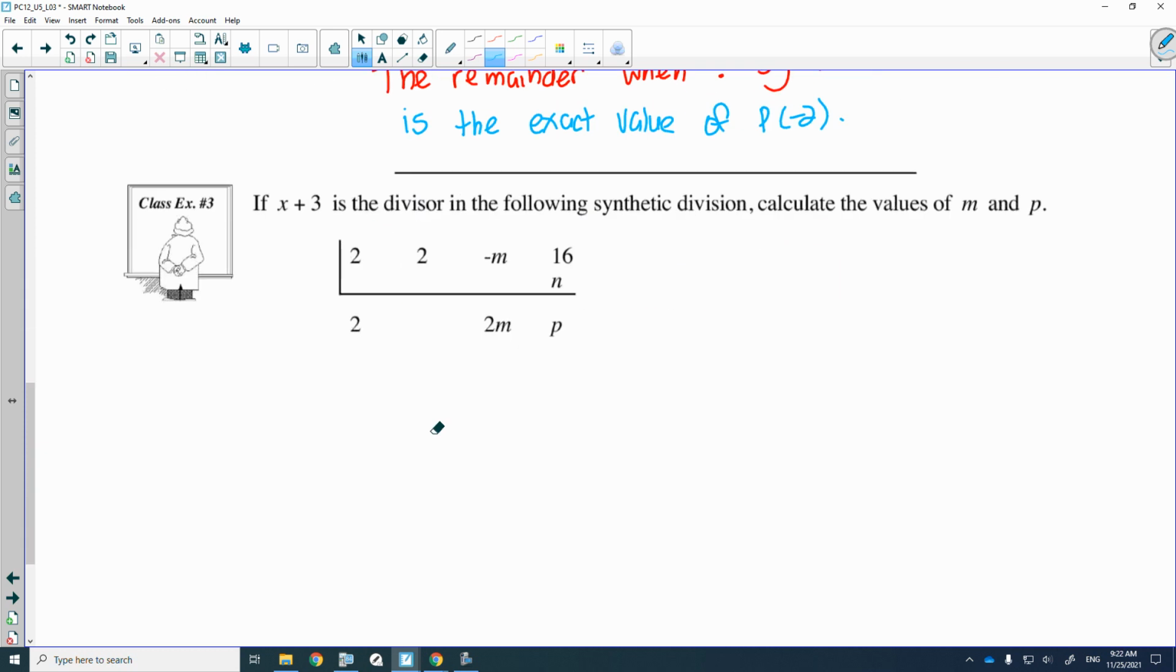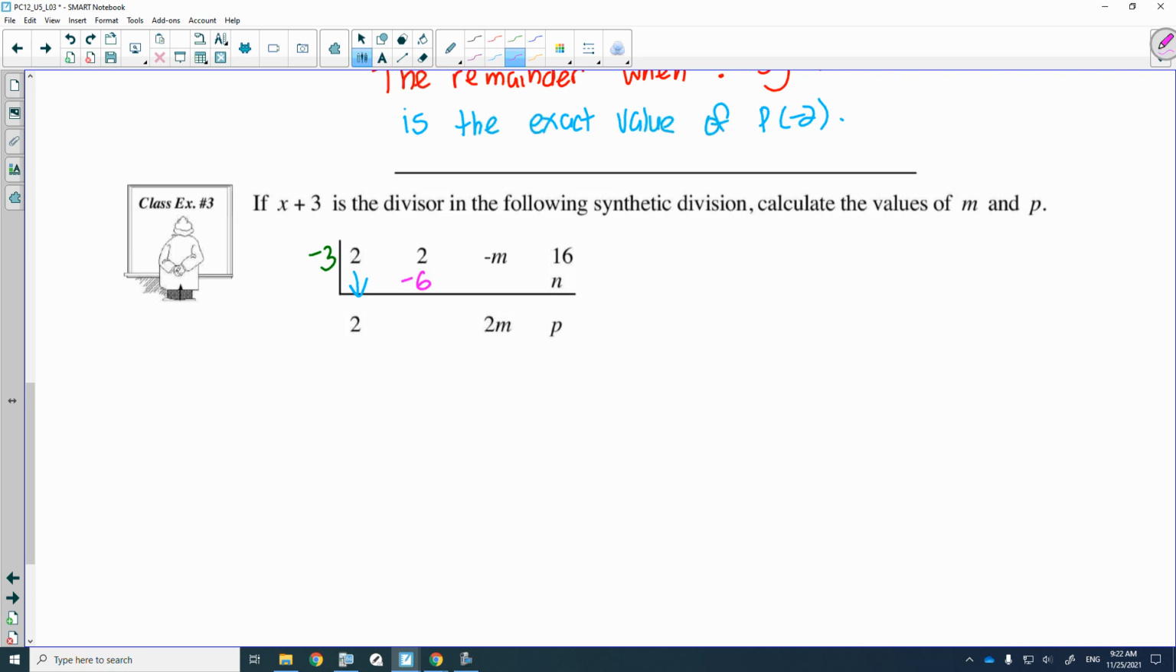Let's look at this one. Okay, if x plus 3 is the divisor, we have to calculate all these missing letters, so it's like a little puzzle. What number am I going to put in front of my upside down division bar, Jacob? -3. The root of the divisor is -3. Let's see if everything makes sense. The first thing you always do is drop that first term, and then you multiply, right? So 2 times -3 is -6.